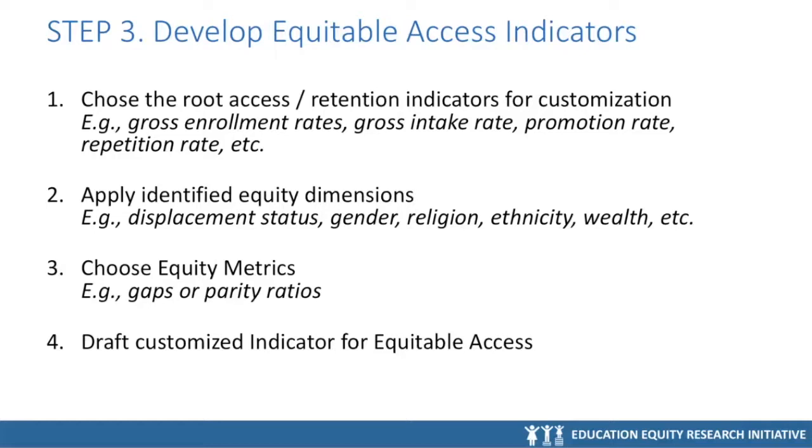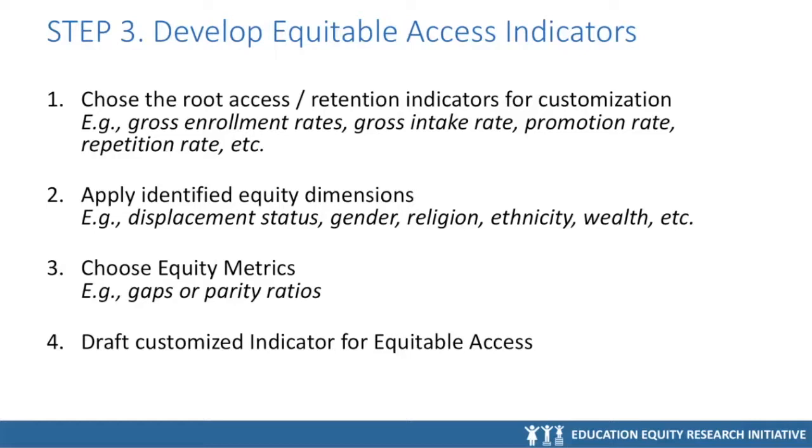We recommend the use of equity metrics known as gaps or parity ratios because these metrics tend to be easier to calculate and they're more intuitive in terms of their interpretation. Gaps and parity index compare 2 groups with different levels of education access. For instance, it can be applied to compare education access for male and female.